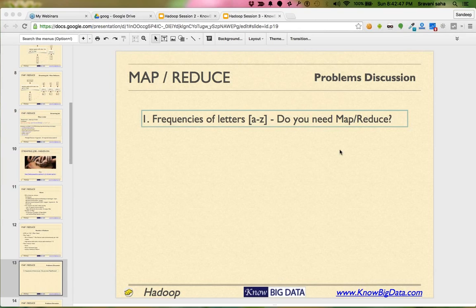So, how many of you, yeah, what is your point? Do you think that we require MapReduce for even computing the frequency of letters? Yes, no. Martin says yes, Randhir says yes, Sridhar says yes, Pavan says yes, Ganpati says depends on the file size. Ravi says yes if the file size is huge. Good, good going, great.